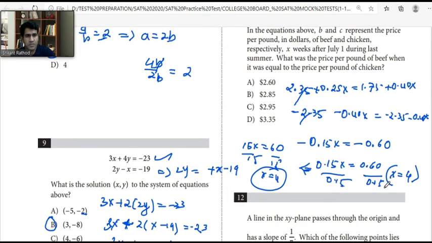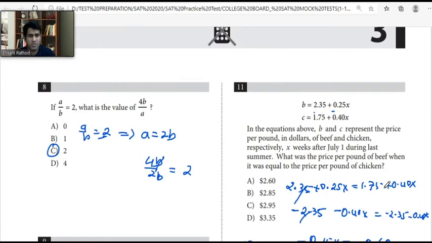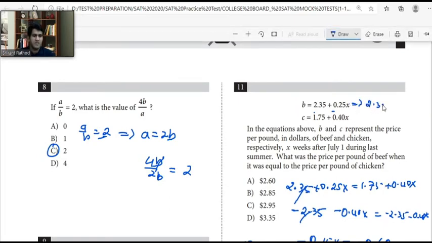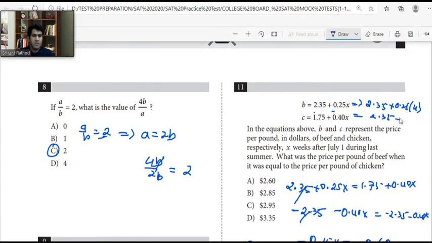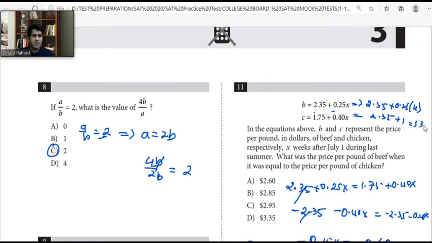They are asking what the price of the beef is, so you have to substitute the value of x in the original expression. So 2.35 plus 0.25 times 4. The 0.25 value here is 1 by 4. So that is 2.35 plus 1 by 4 times 4, which is 1. That gives you 3.35. So the answer here is going to be B.